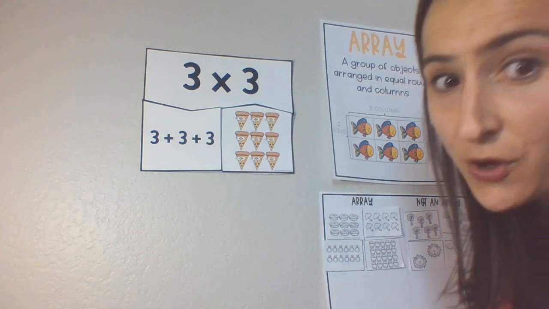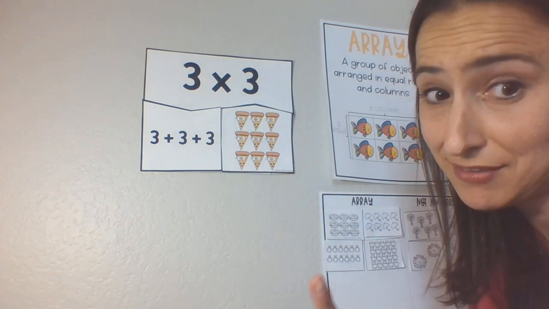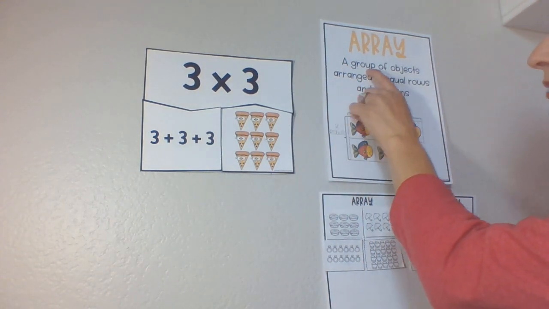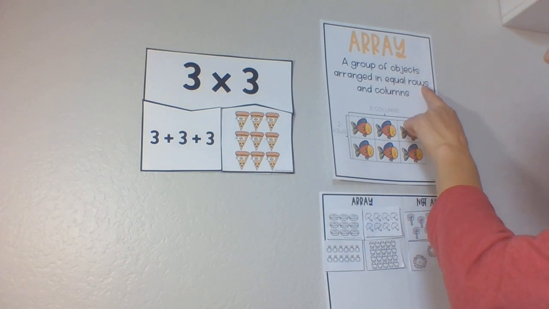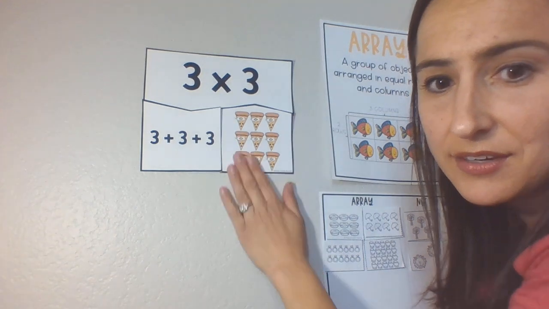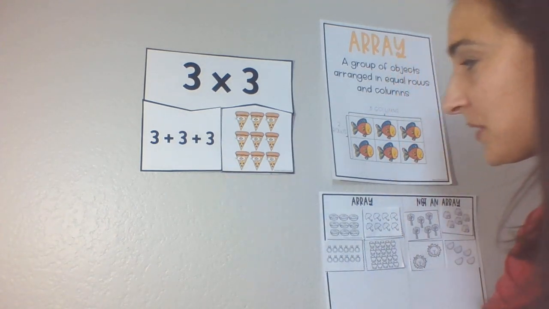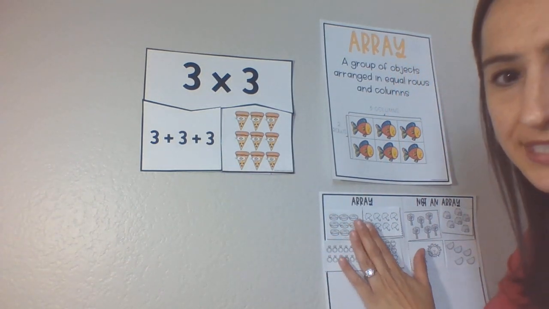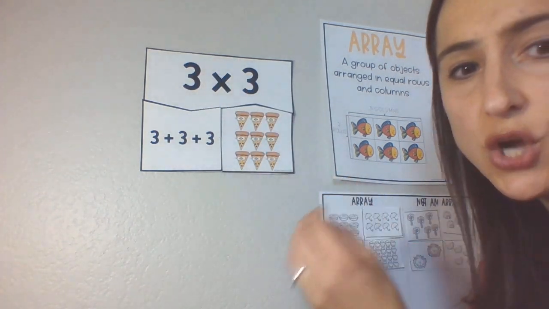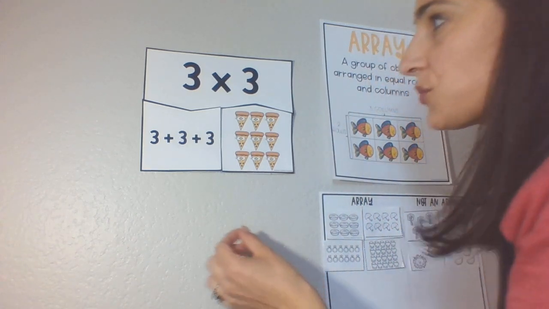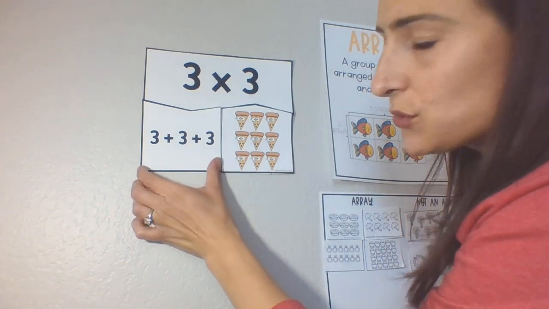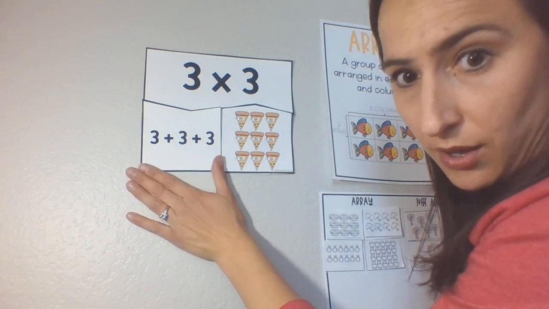All right, boys and girls, I hope that you did find somebody to tell what an array is. An array, say it with me, is a group of objects arranged in equal rows and columns, just like you see here with the fish, just like you see here with the pizzas. Yum. All right, we talked about what is an array and what is not an array, and we put together a puzzle so you can start to see the connections between a multiplication sentence and the array, and also the repeated addition that goes along with it.